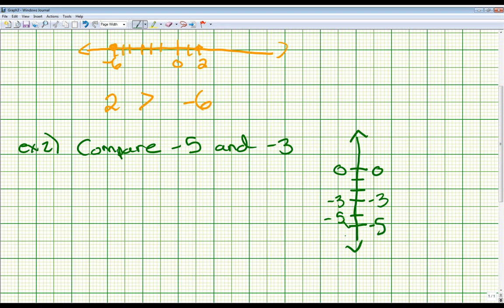I wrote that a little bit too high. So this line down here is -5. So if we're trying to figure out which one is greater than, which one is less than, whichever one is higher up on a vertical number line is going to be bigger. So if I have the number sentence -5 and -3, and we're trying to figure out what goes in the middle, -5 is lower, so it's going to be less than. So we're going to use the less than symbol for this one.